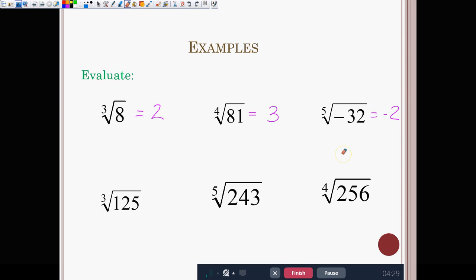What did we get? 5. That one was pretty easy because 5 times 5 is 25, and 25 times 5 is 125. But we can do it in our calculator. So let's try the next one.